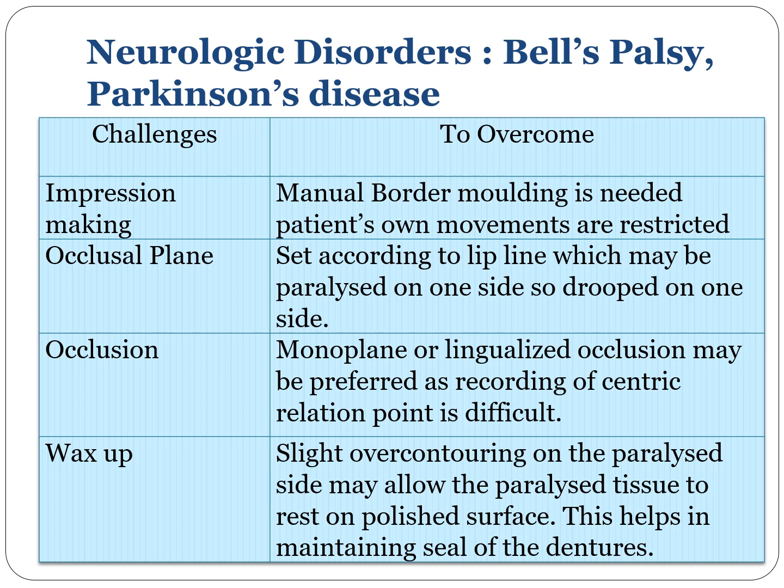If we talk about the occlusion, which is a very important factor for complete denture fabrication, monoplane or lingualized occlusion may be preferred in these cases. Recording of one centric relation point is very difficult. So we can go for non-anatomic teeth in these cases. This is an important question often asked by the examiners: the occlusal scheme and the form of the teeth used in these cases.